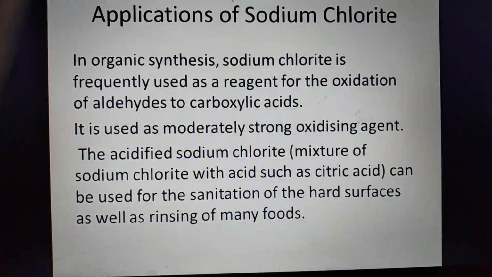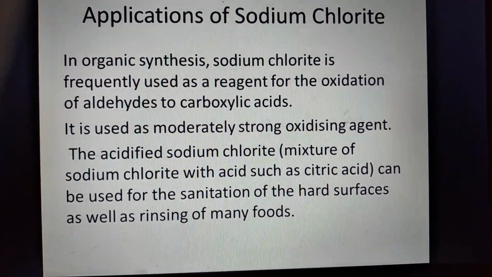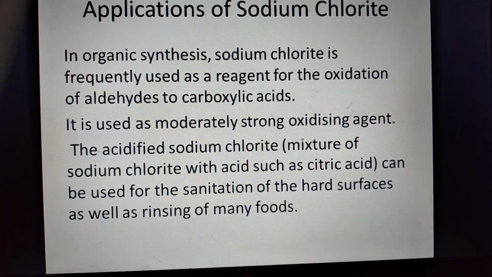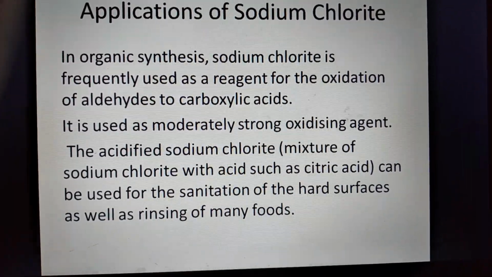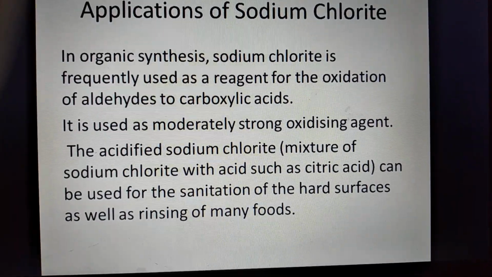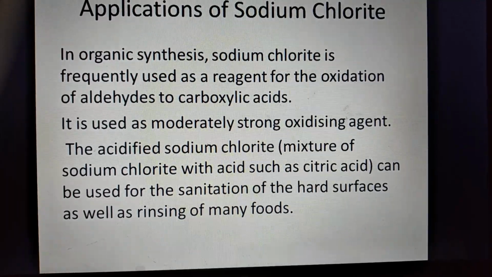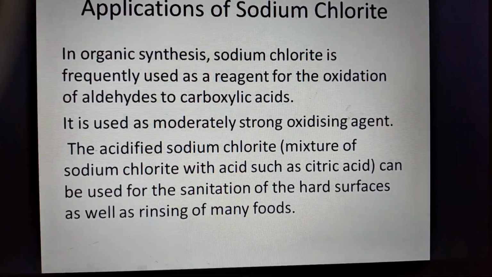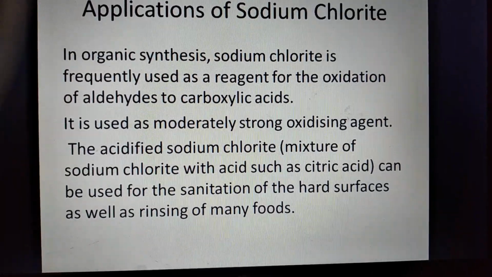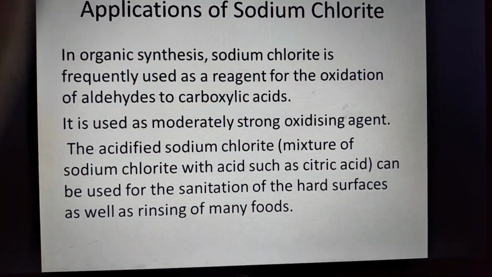In organic synthesis, sodium chlorite is frequently used as a reagent for the oxidation of aldehydes to carboxylic acids. It is used as a moderately strong oxidizing agent, and acidified sodium chlorite, a mixture of sodium chlorite with acids such as citric acid, can be used for sanitation of hard surfaces as well as rinsing of many foods. So that is the end of the lecture.